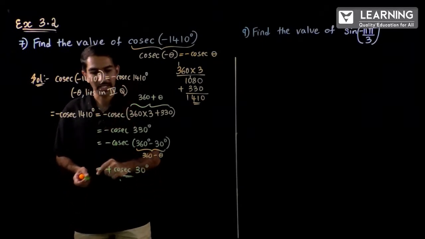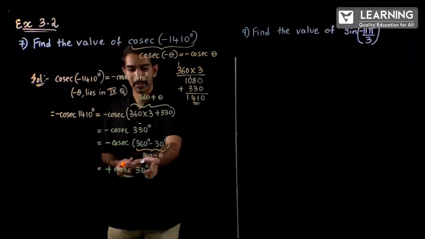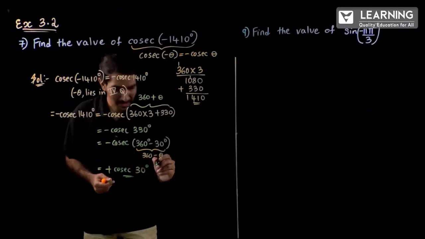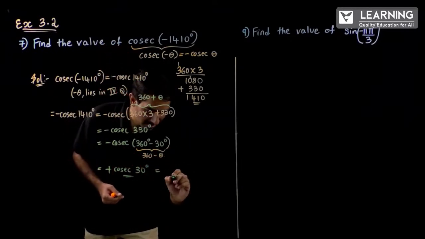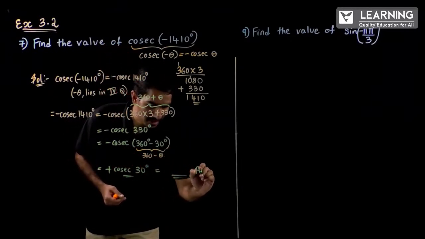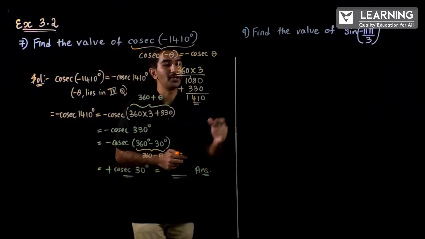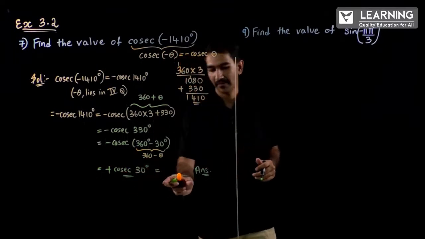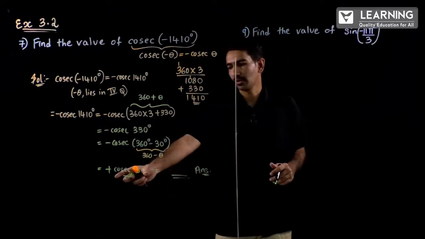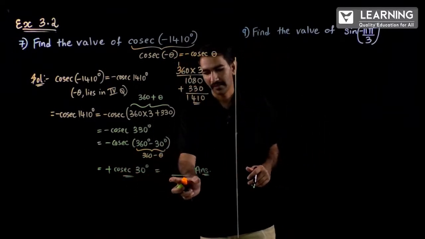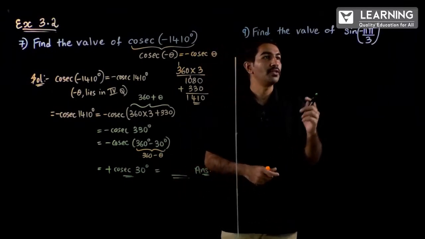Now do you know the value of cosecant 30 degrees? It's in the trigonometric table, right? So I think you can write this value, and whatever you write here will be your final answer. Understood? Moving on to the next question. This part I have left for you. You can just have a look at the trigonometric table and fill up this blank. Moving on to the next question, students.